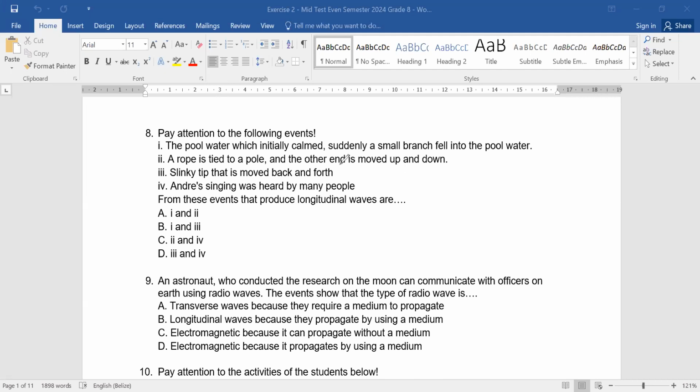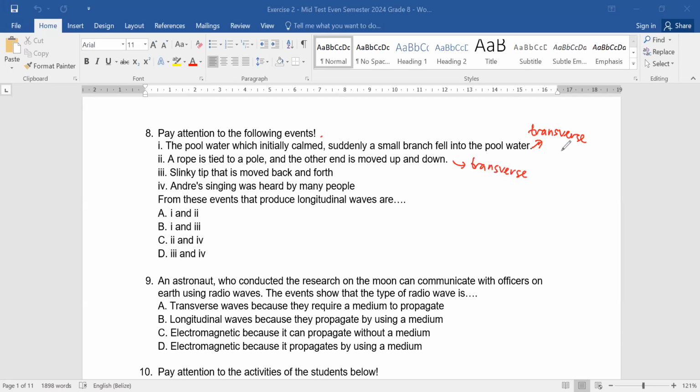You are given several events here, all right? From the events above, which produce a longitudinal wave? The pool water which is initially calm, suddenly a small branch falls into the pool water. It will make a ripple in the water, and that ripple is a transverse wave. And when the rope is tied to a pole and the other end is moved up and down, it also makes a transverse wave.